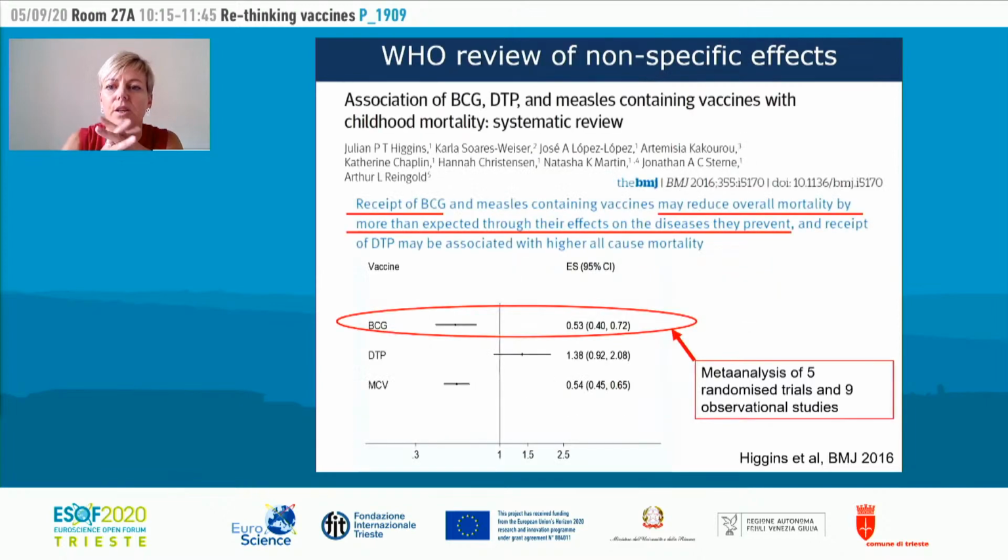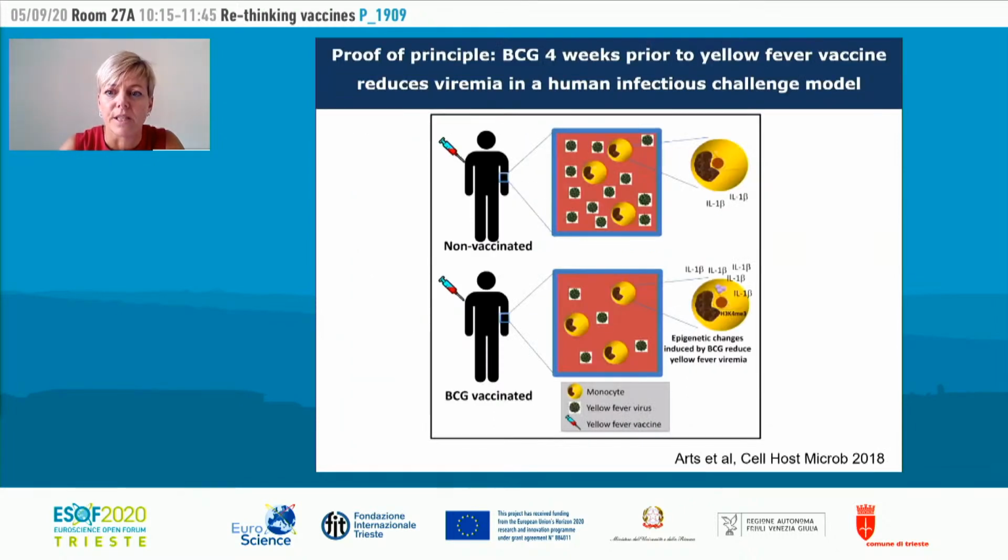In 2016, WHO reviewed the evidence for non-specific effects of BCG vaccine and other vaccines and concluded with regard to BCG that receipt of BCG was associated with a reduction in overall mortality that was much more than expected through the prevention of tuberculosis. And in a joint analysis of the 14 studies included, BCG was indeed associated with almost a halving of all-cause mortality. It may seem really strange that a vaccine can affect how the body reacts to subsequent or unrelated pathogens, but we are getting much closer now at understanding what is actually taking place.